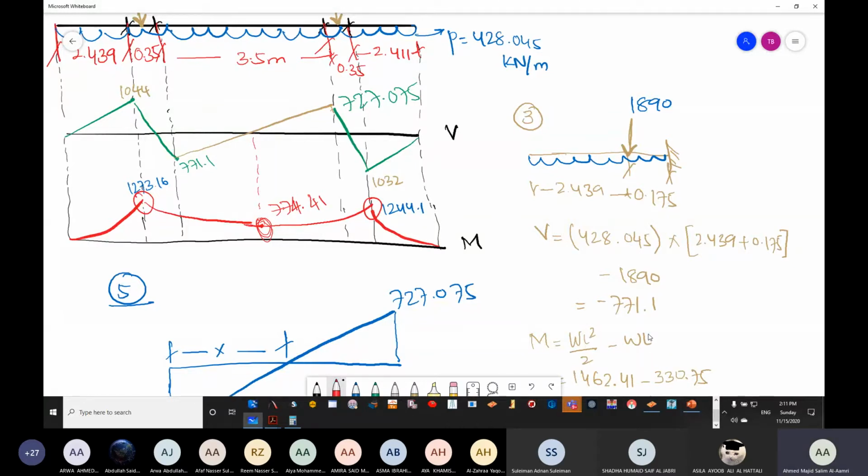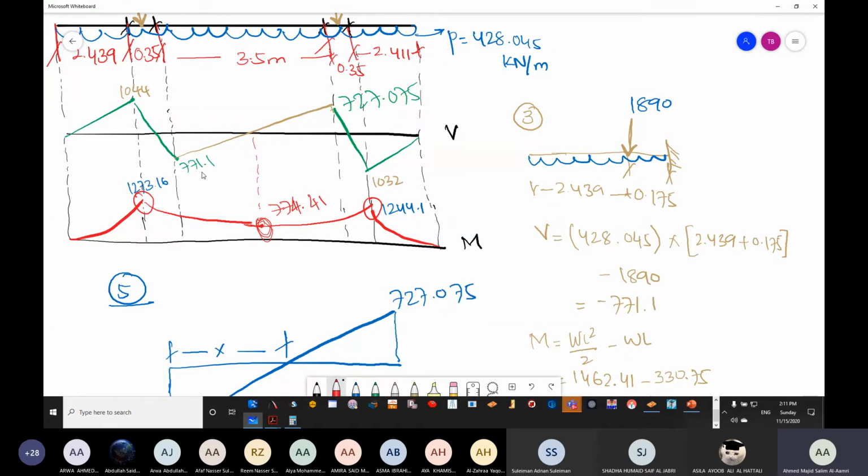You need to know the cantilever equations for a point load and for a UDL, for shear force and bending moment. I think I gave you the equations last class. The bending moment is WL square over 2 in case of the UDL, and in case of a point load it's WL. In case of shear force, for the UDL it's WL, and for a point load it's W only. So we have calculated, and we have got the value to be 771 with a negative sign.